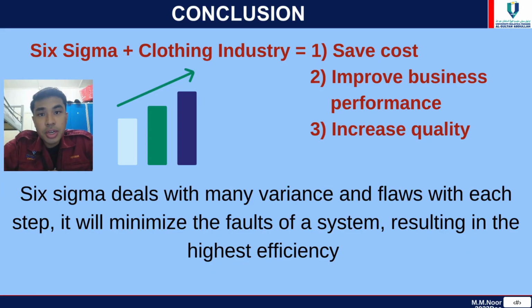So in conclusion, the clothing industry needs Six Sigma. This is because it will save costs, it will improve your business performance, and of course it will increase the quality because of the control phase, as I mentioned earlier. Six Sigma deals with many variants and flaws with each step. It will minimize the faults of a system, resulting in highest efficiency.